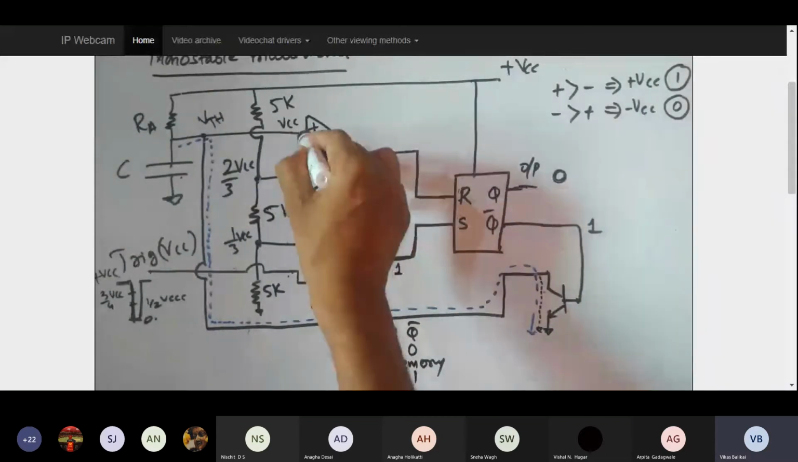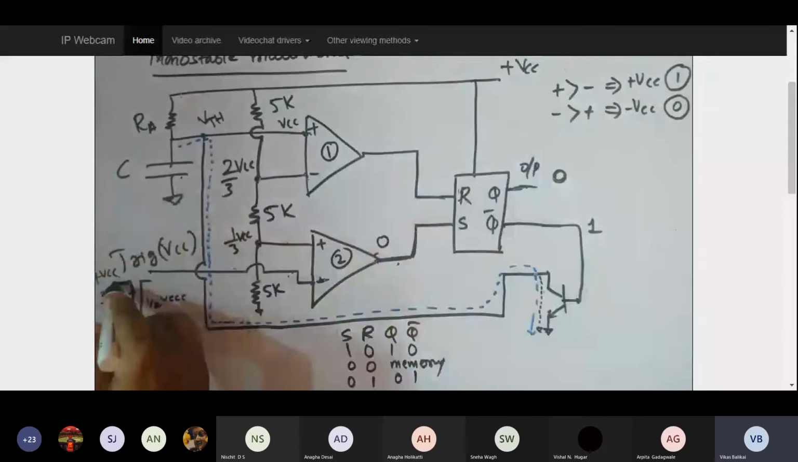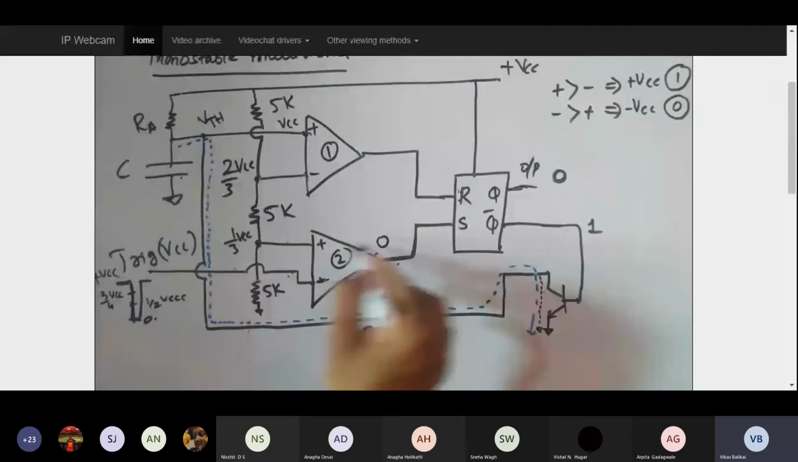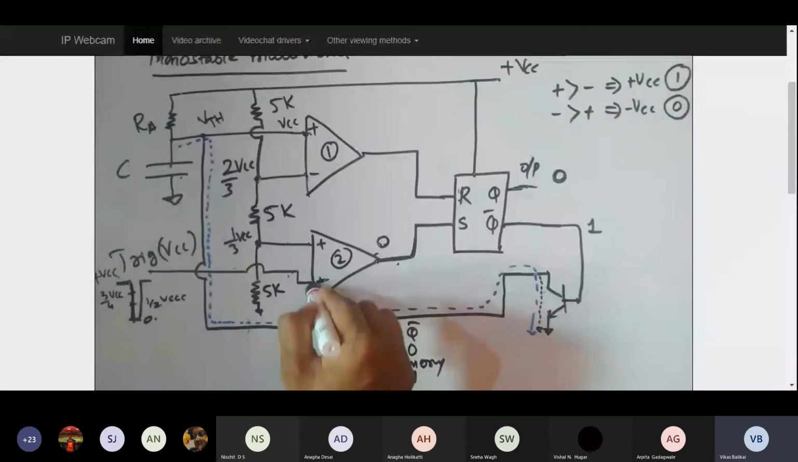If this is at the highest potential and this is at the lowest potential, this is what is happening in the very first cycle. When I gave the input trigger as 1, I got output 0. Why did I get 0? Because this is at the highest potential and this is at the lowest potential. The negative terminal was at the highest potential, so my outcome is 0.